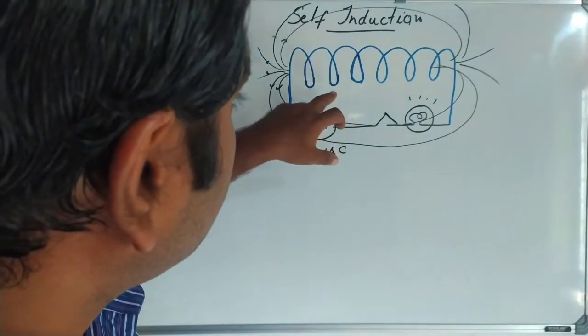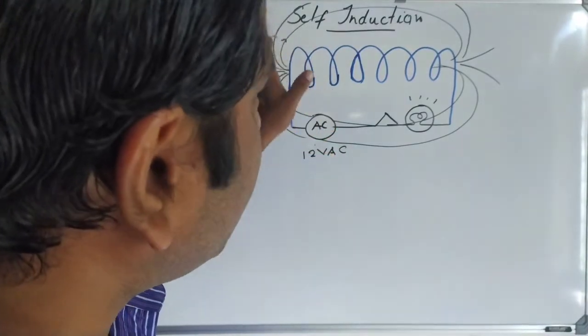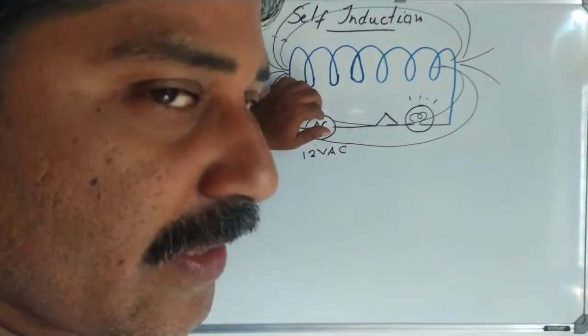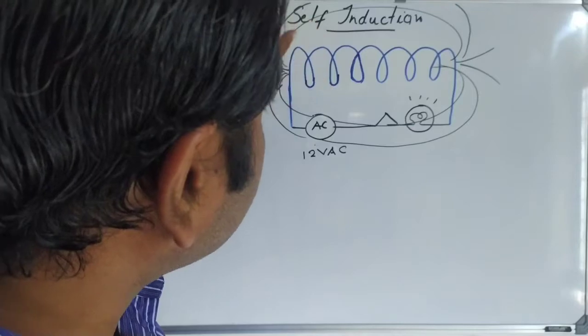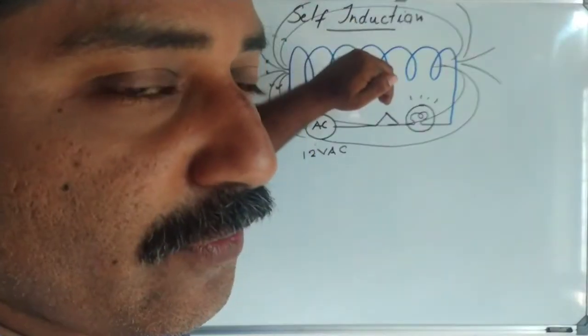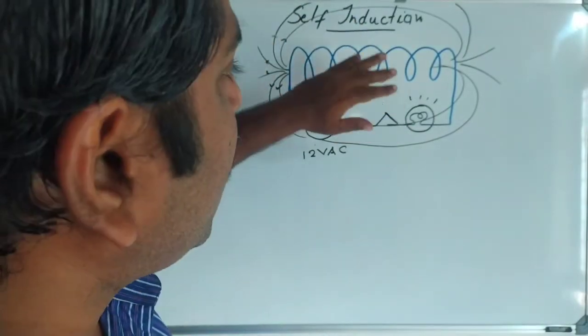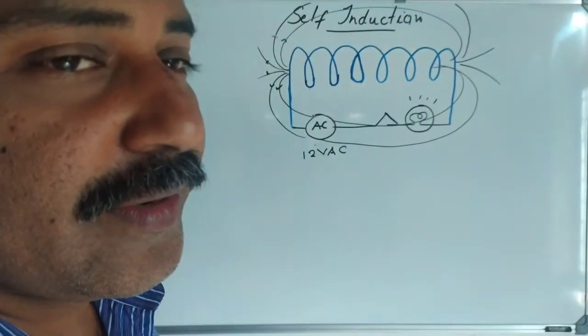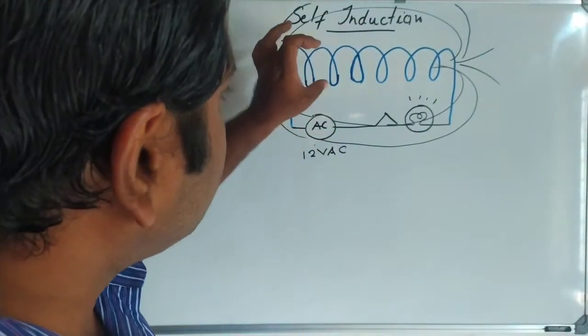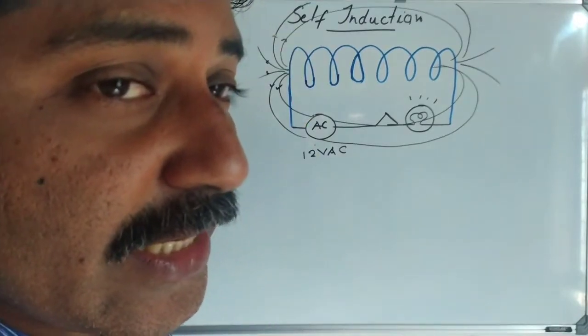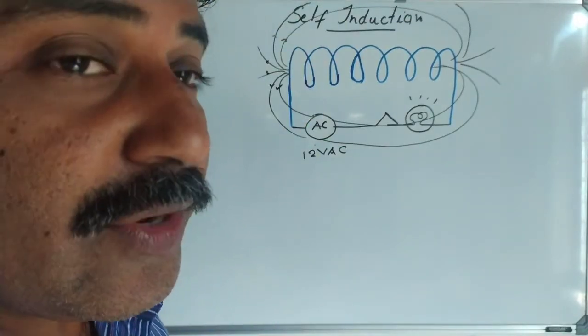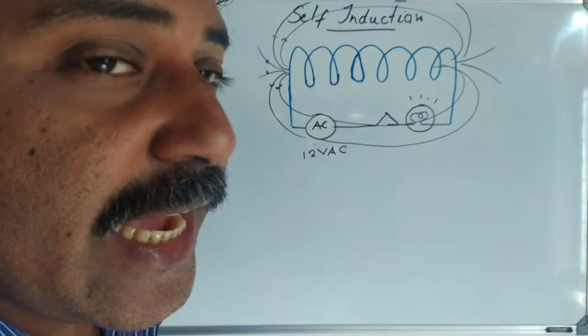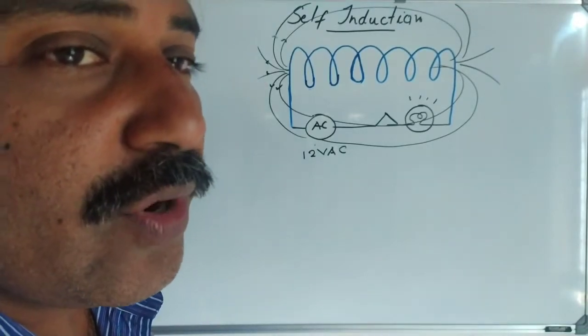So that means the same coil creates a changing magnetic field and the same coil is breaking that formed magnetic flux, and an EMF will be induced inside this coil. And what is the peculiarity of that induced EMF? It will flow in the opposite direction of the provided voltage.